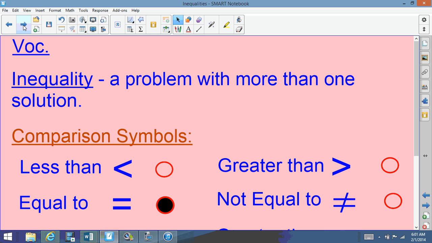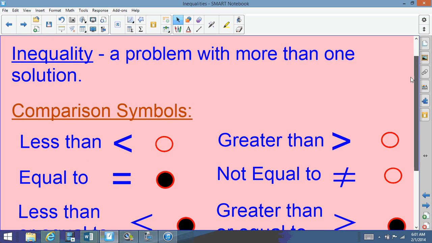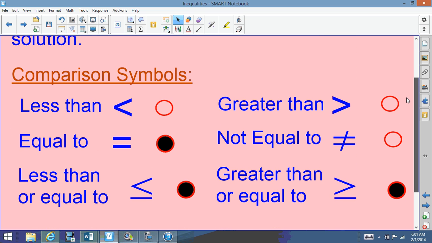So an inequality is a problem with more than one solution. There are some comparison symbols that we need to know. The first one is less than. That's the less than symbol. The graphing symbol that goes with that is an open circle. Greater than is the opposite direction, pointing towards the right, and it's also an open circle when we graph that.